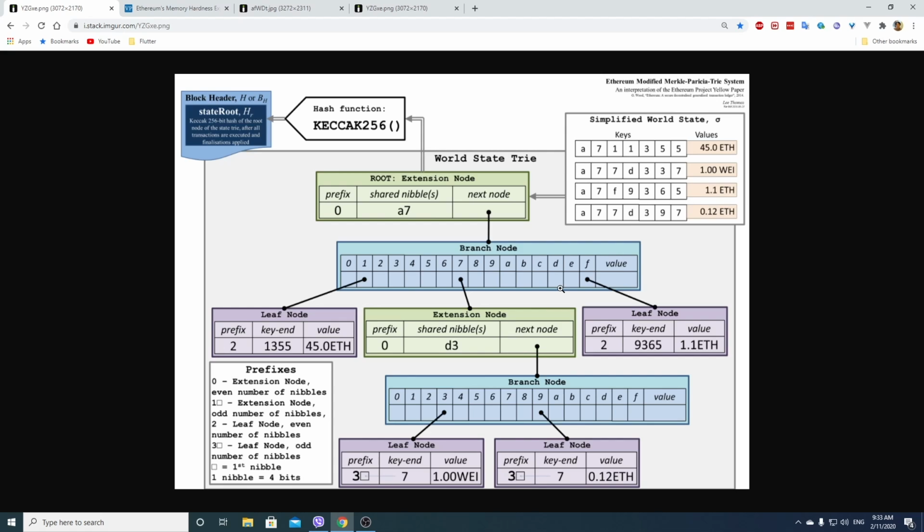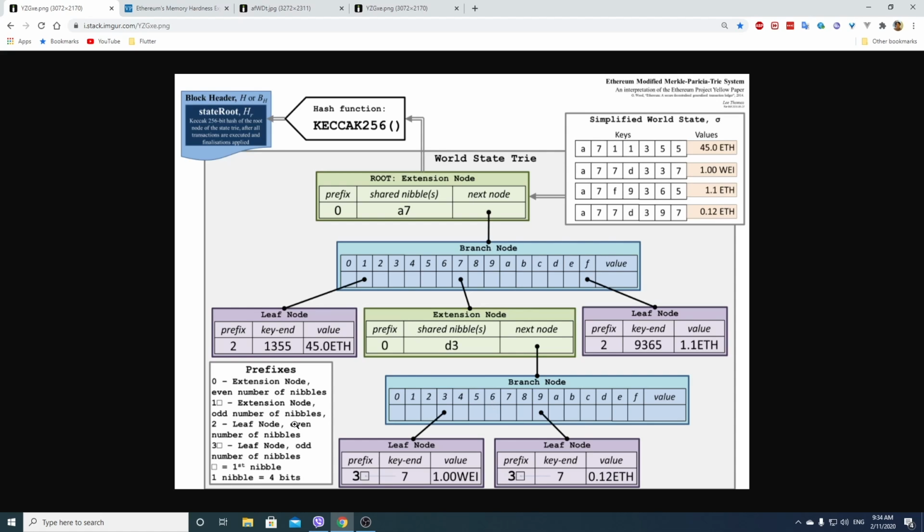So the three operations you can do are insertion, deletion, and changing the value. Changing the value is relatively simple, but inserting and deleting may change the structure, right? If you delete a node, then you could have a better compaction, in a sense, because some of the nodes could be shared, and you could replace them with an extension node.